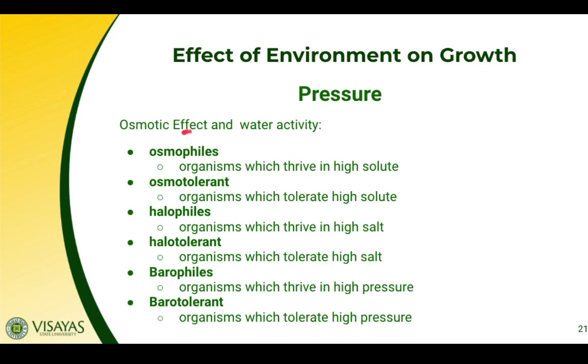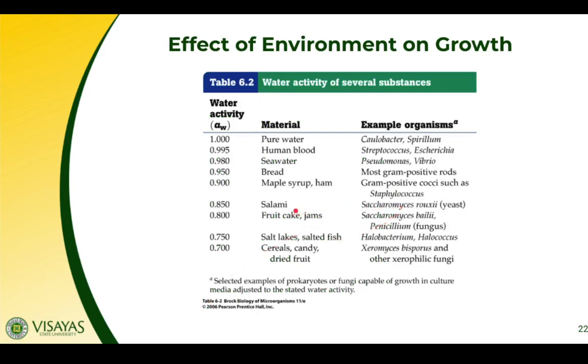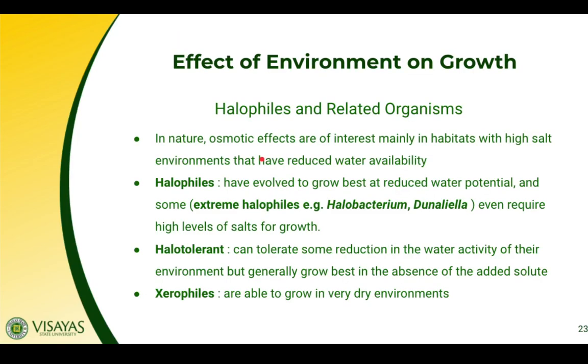So osmophiles are those organisms that thrive in high solute concentration. Osmotolerant organisms tolerate high solute concentration. Halophiles are organisms that thrive in high salt. Halotolerant organisms could just tolerate high salt. And barophiles and barotolerant. You have here the different water activity of several substances, so you can compare that to the water activity for microorganisms.